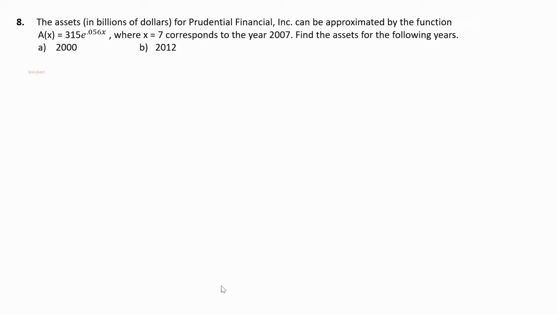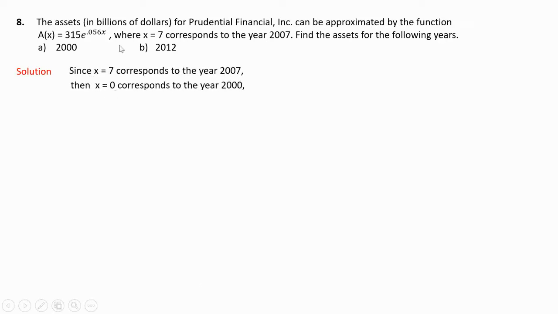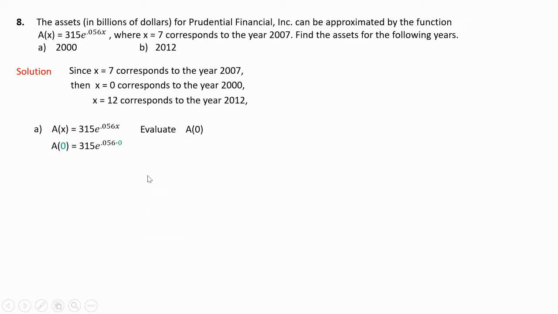For the year 2000, it's going to be x equals 0, because if x equals 7 corresponds to 2007, then x equals 0 corresponds to the year 2000, and x equals 12 corresponds to the year 2012. So for part A, I'm going to find A of 0, which means I plug in 0 for the x, which gives us 315 e to the 0, which is 315 times 1, which is 315. So the answer will be $315 billion.